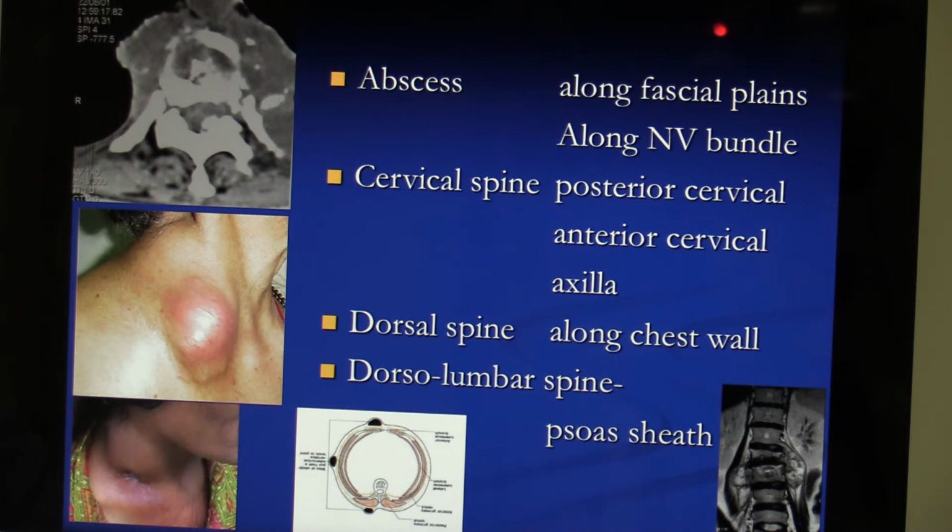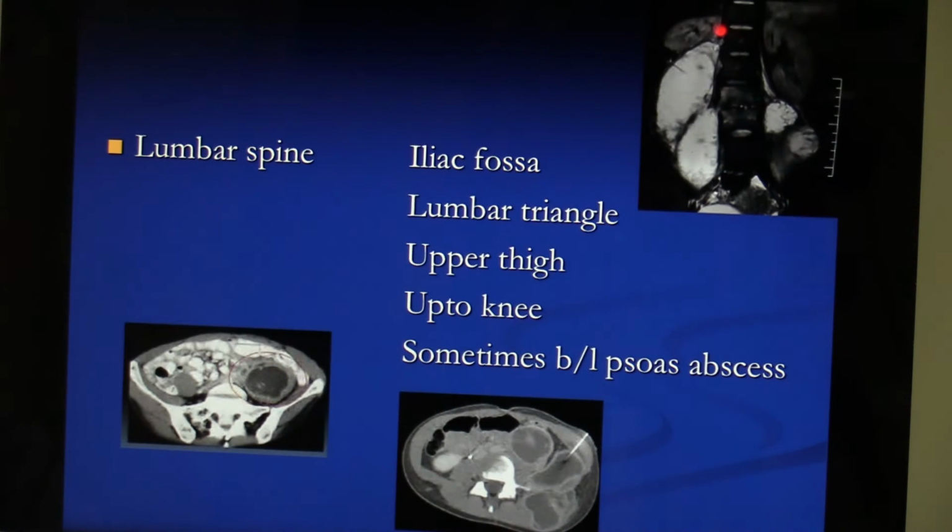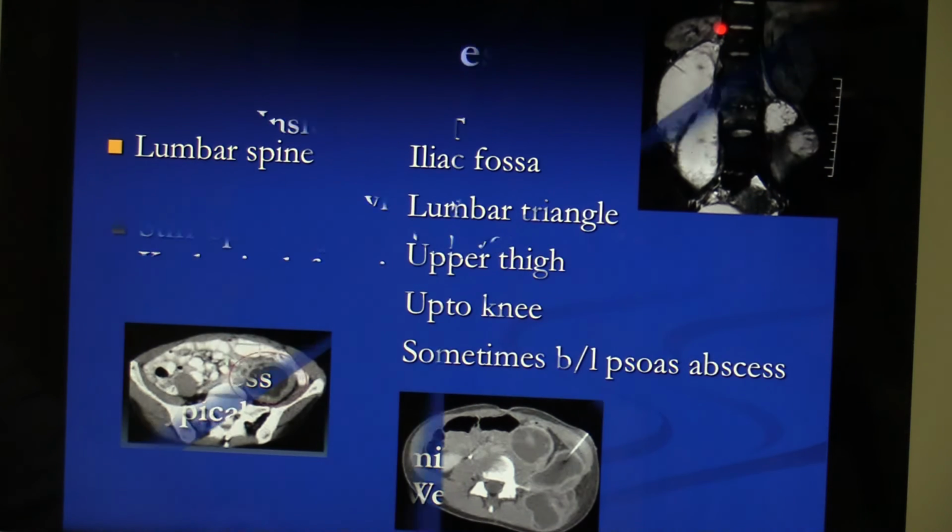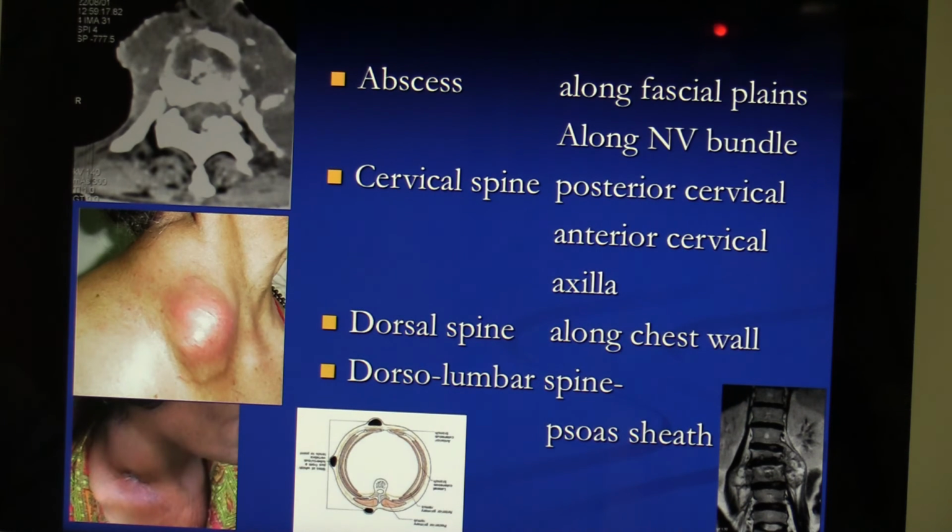Now this pus from the vertebral column may present anywhere in the body, and anteriorly in the cervical spine. If it spreads posteriorly, it can produce posterior abscesses or anterior cervical abscesses. You could see this is the sternocleidomastoid and a pus and a cold abscess lying in the cervical triangle. In the dorsal spine, it passes along the intercostal nerve and may present along the chest wall.